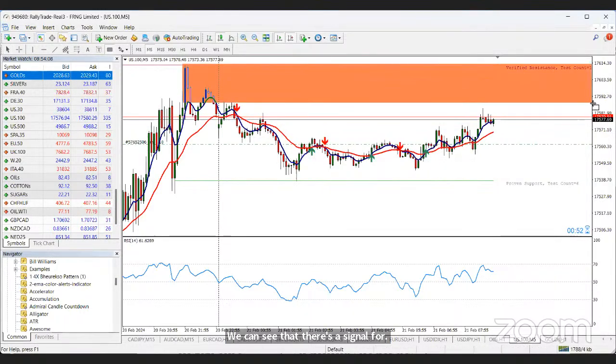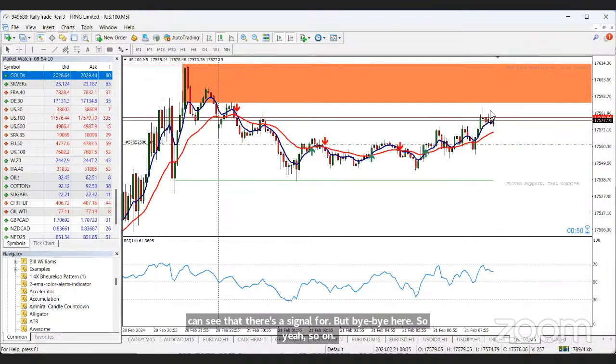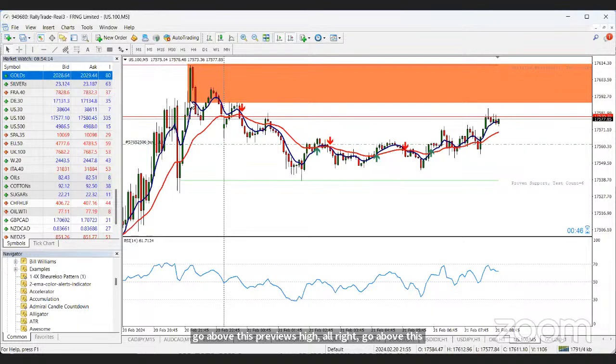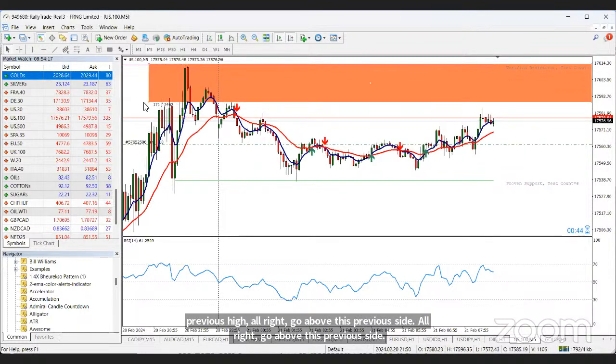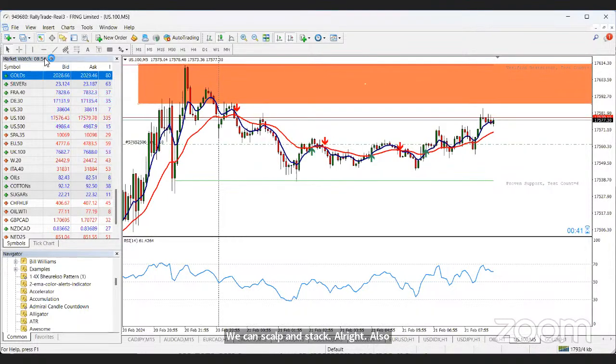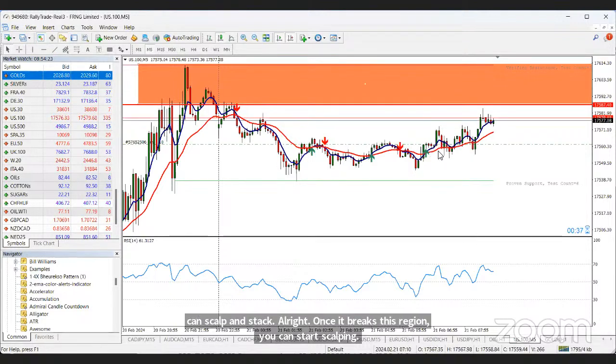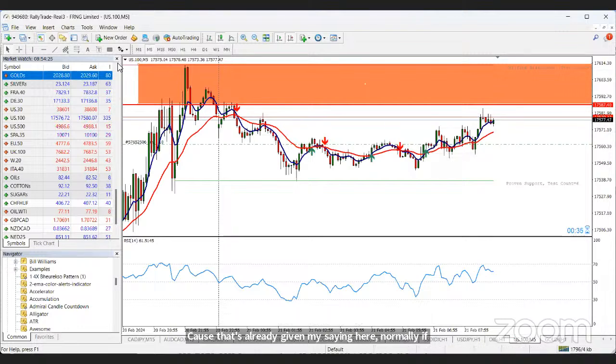Once price is able to break here, I want it to go above this previous high. All right, go above this previous high. We can scalp and stack. Once it breaks this region, you can start scalping, because that's already given me my sign here. Normally, if we had started earlier, we would have started taking it already.